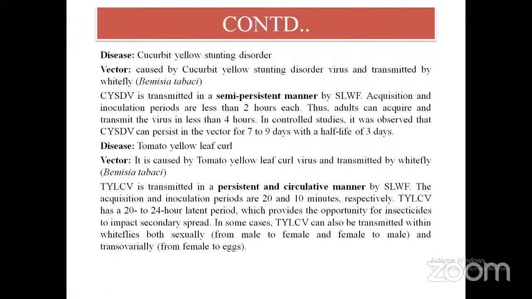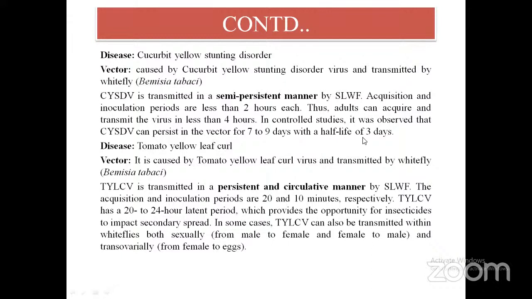In continuation, cucurbit yellow stunting disorder. This is another important disease, and the vector is again Bemisia tabaci, the same vector I have talked about earlier. This is transmitted in a semi-persistent manner. So the mode is different, but the vector is the same. Acquisition and inoculation periods are less than 2 hours. Thus, adults can acquire and transmit the virus in less than 4 hours. In controlled studies, it was observed that this particular virus can persist in the vector for 7 to 9 days, with a half-life of 3 days.